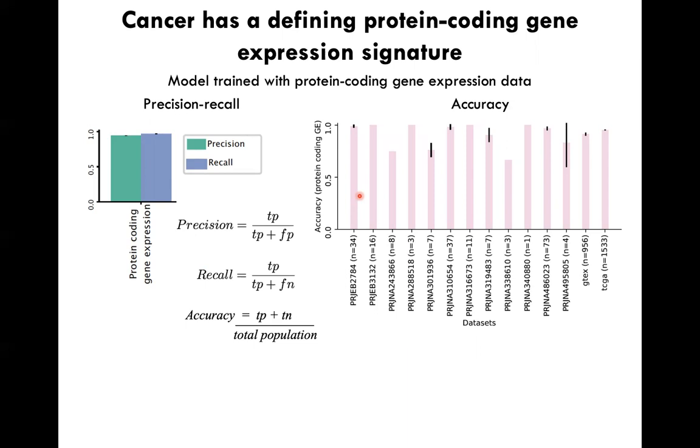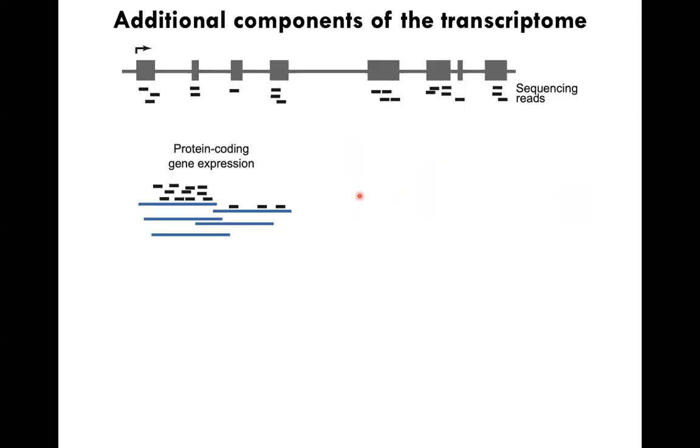gene expression cancer signature. But before we moved on and started interpreting our model and investigating the biology, we wanted to know if there were other types of transcriptomic features that could similarly be used to distinguish between healthy and cancer tissues. So are there other transcriptomic signatures of cancer?